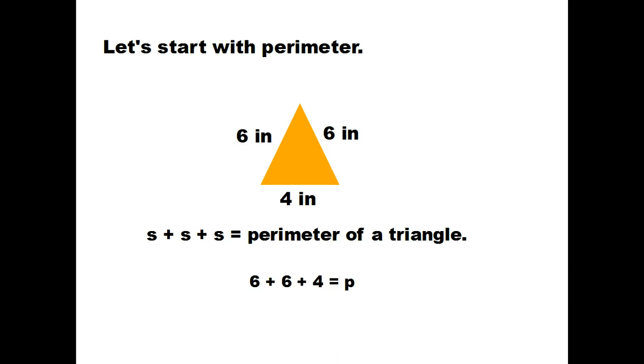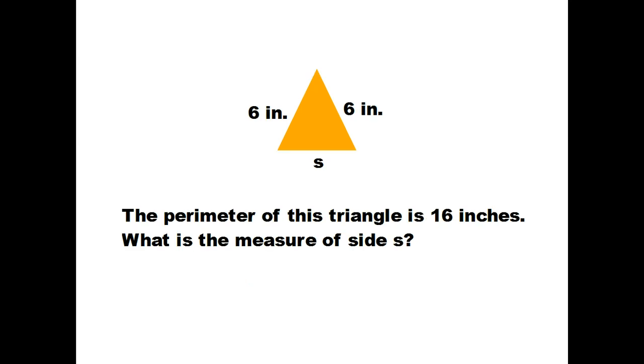Well, we know that adding 6 plus 6 plus 4 will give us the perimeter. So 6 plus 4 is 10, 10 plus 6 is 16. The perimeter of this triangle is 16 inches. Well, what if they asked the question backwards? What if they gave us the total perimeter, but only gave us 2 of the sides?